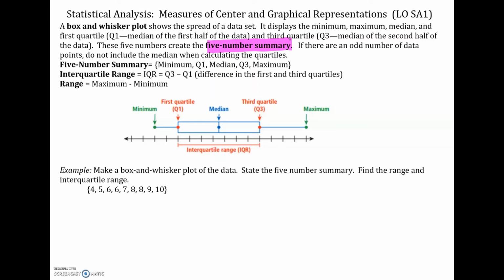We can also calculate the spread. So 2 different spreads. We have an interquartile range, which is quartile 3 minus quartile 1. And then we have our total range, which is maximum minus minimum. Okay, so if we're going to create our box and whisker plot for this data, we want to figure out our 5-number summary first. And then we're also going to find the range and the interquartile range from the data.